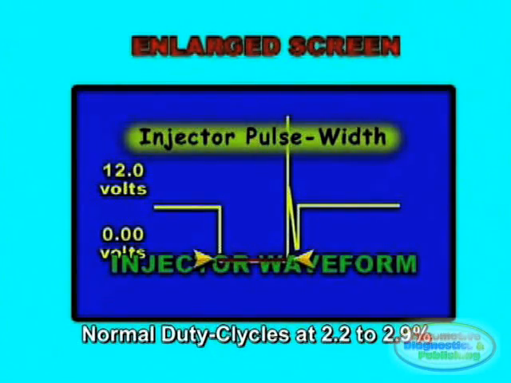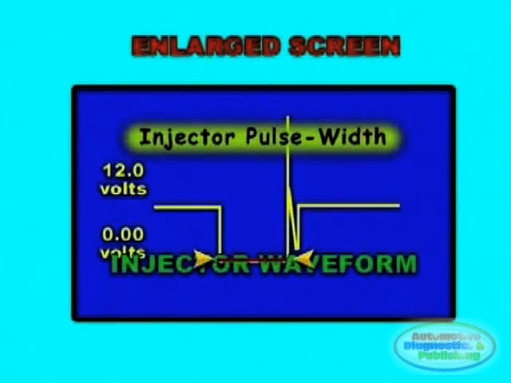If you have an engine that also has a lean condition, such as a vacuum leak, you are going to have a duty cycle of less than 2.2%. There are a few exceptions on the market of engine systems that will need more than 2.9% of duty cycle for injector pulse at idle. The Mitsubishi brand being one of them. But again, this is the exception to the rule.